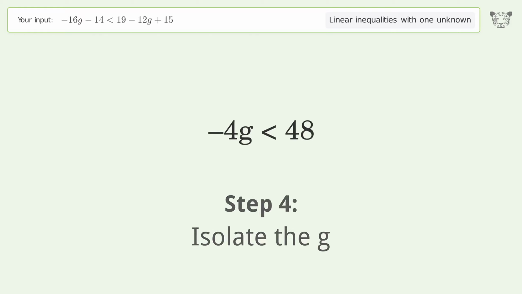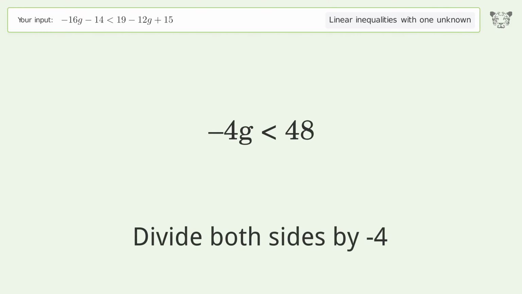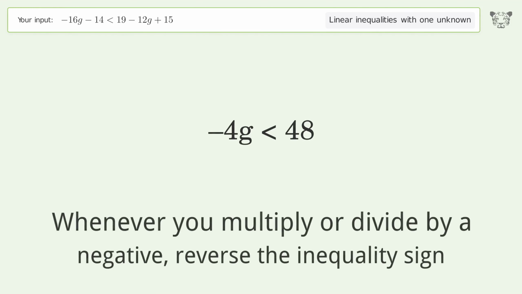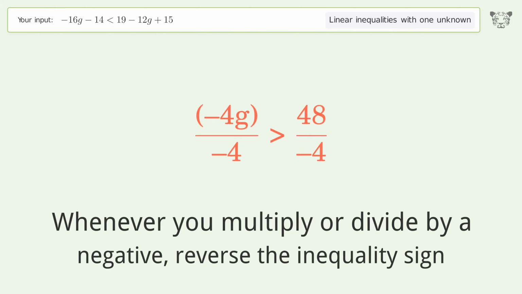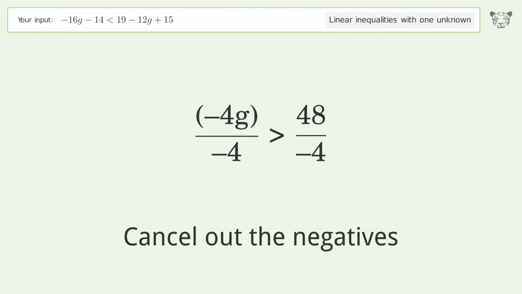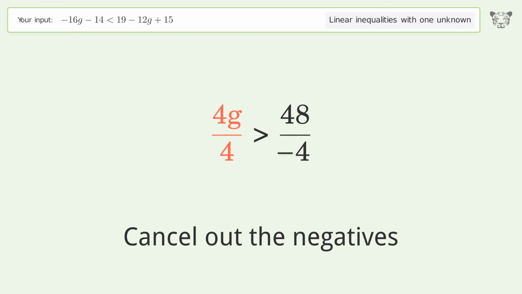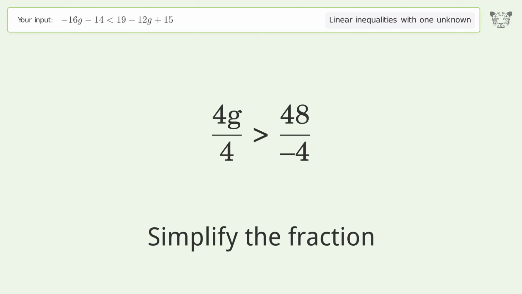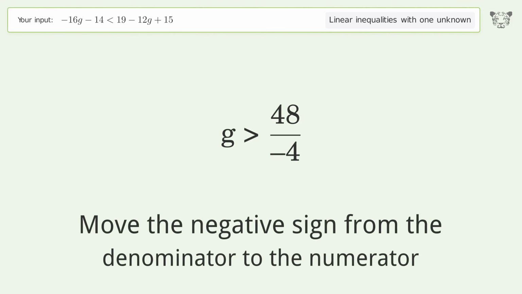Isolate the g. Divide both sides by -4. Whenever you multiply or divide by a negative, reverse the inequality sign. Cancel out the negatives. Simplify the fraction. Move the negative sign from the denominator to the numerator.